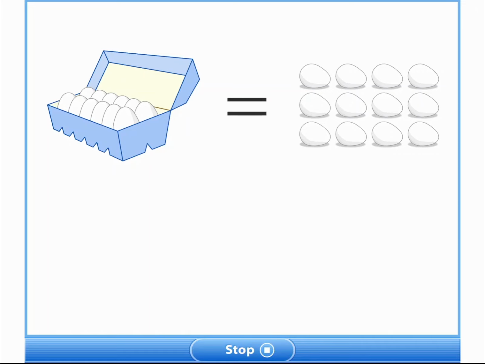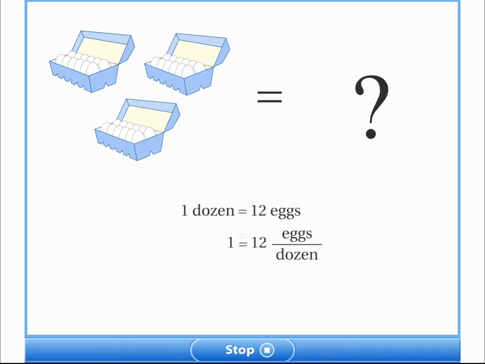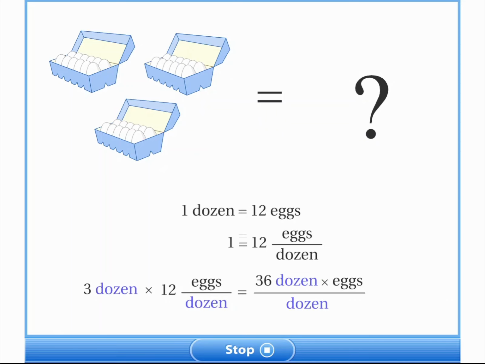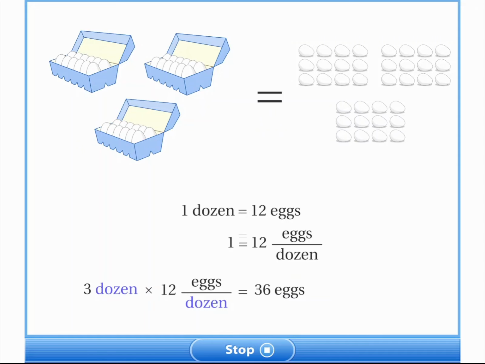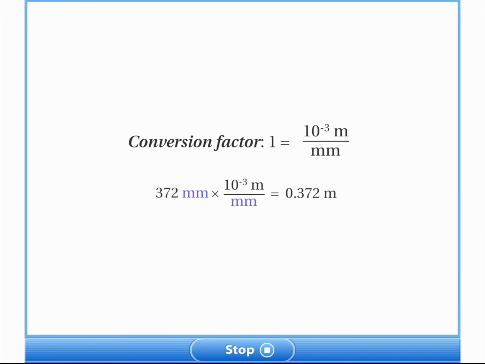A conversion factor is used to convert one type of unit to another. For example, 12 eggs are 1 dozen. From this relation, we can create a conversion factor by dividing one side of the equation by the other. If we have 3 dozen eggs, we can convert this number of eggs by multiplying 3 dozen by the conversion factor 12 eggs per dozen. We find that 3 dozen is equivalent to 36 eggs. We use conversion factors to change millimeters to meters and number of moles to number of atoms.